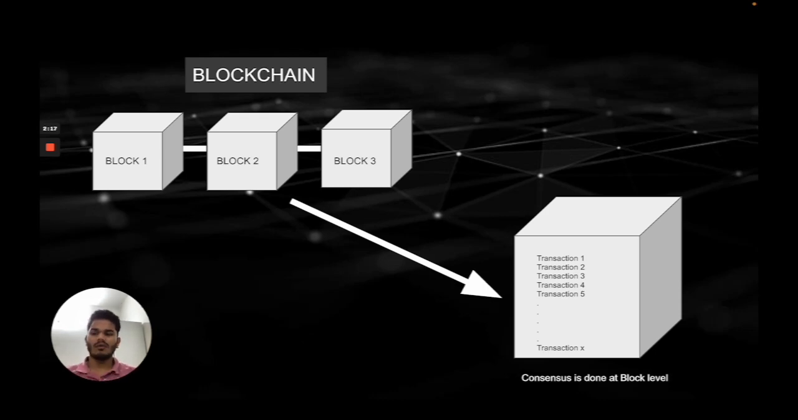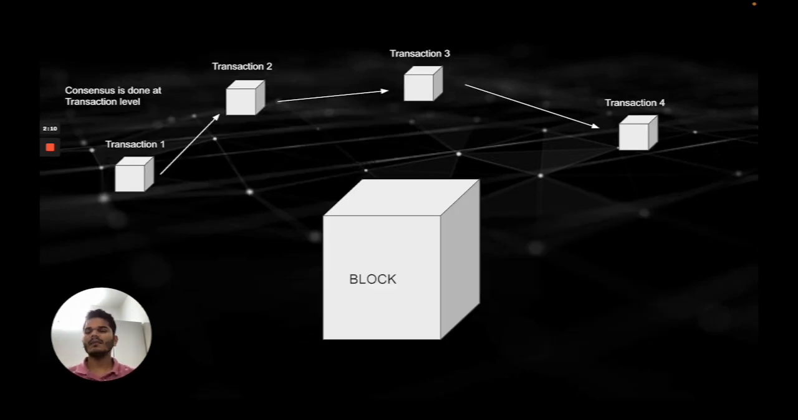Now if you have understood how block level consensus works, let's go to transaction level consensus. Shardeum follows proof of stake plus proof of quorum consensus. In this, transaction level consensus is followed. So let's understand proof of quorum.